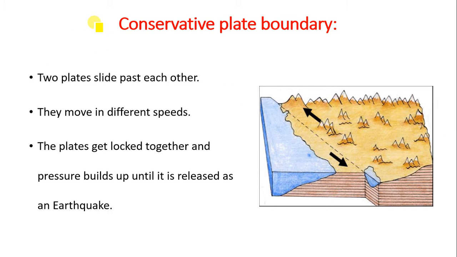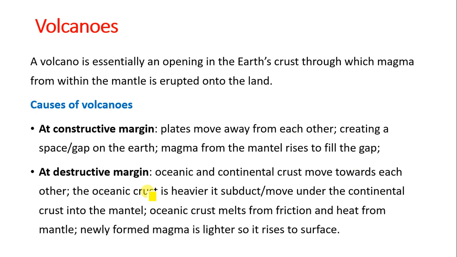Then lastly, we look at the conservative plate boundary, where you have two plates sliding past each other. They move at different speeds, and the plates get locked together and pressure builds up, and once the pressure is released, an earthquake is formed. Now, we'll look at volcanoes, which is one of the first natural hazards. A volcano is essentially an opening in the earth's crust through which magma from within the mantle is erupted onto the land. And what are the causes of volcanoes?